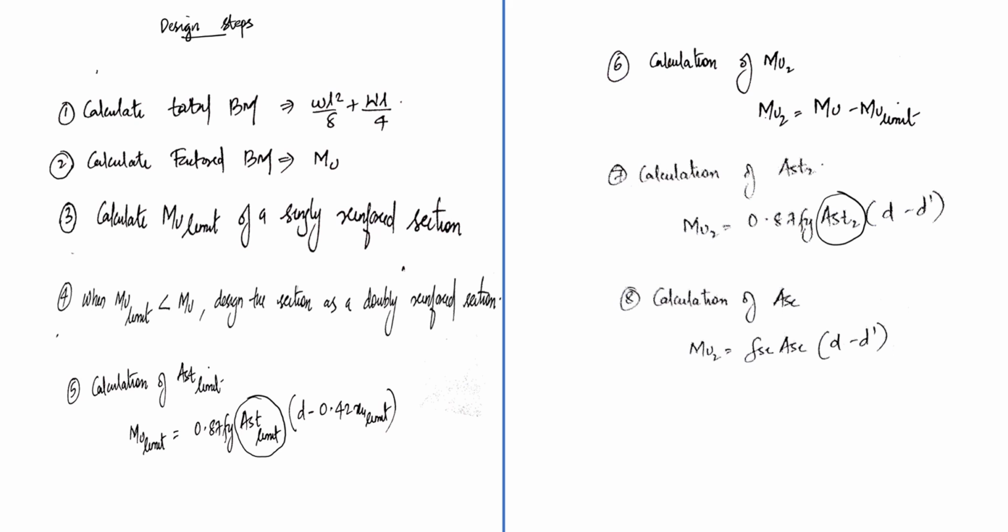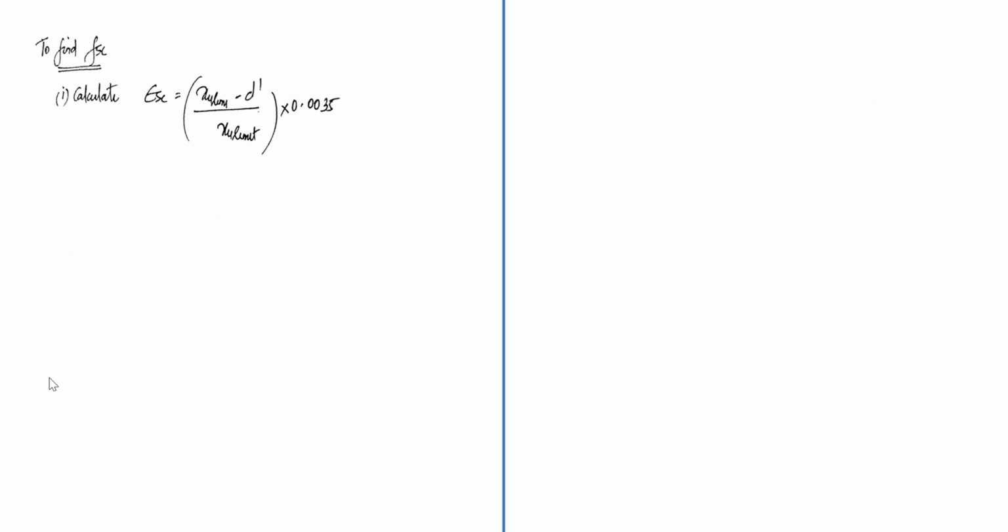Now the calculation of ASC, that is the steel required on the compression side. Again MU2 is equal to, in terms of compression steel, FSC ASC into D minus D dash. Here you have two unknowns, that is FSC and ASC. First you need to find the value for FSC. In order to get the value for FSC, you need to find the strain at that level of steel, that is, epsilon SC.